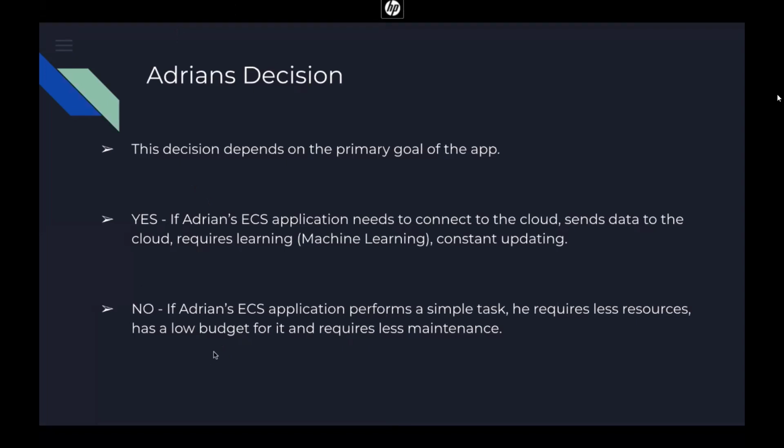Yes, that's the end of our presentation. Any questions? So anyone with a question?